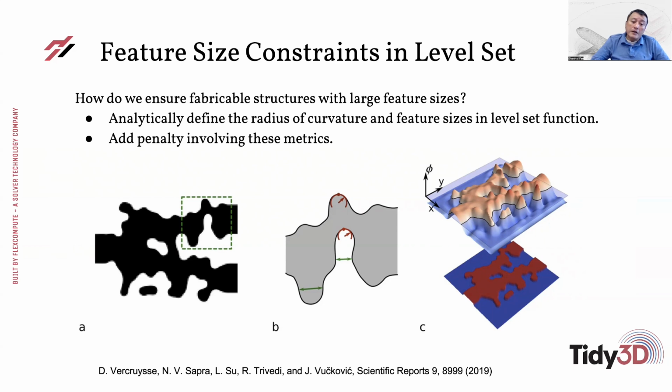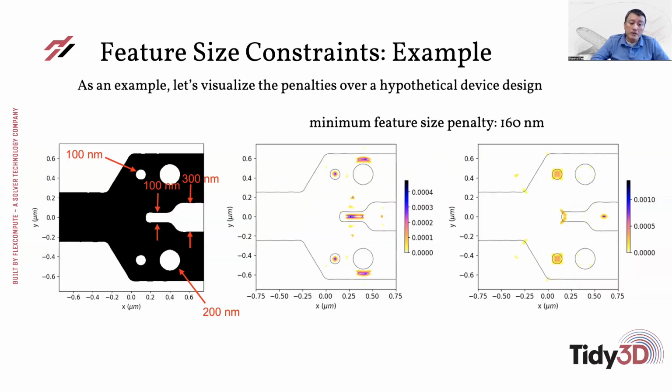And so here, what one can do is to modify the objective function to add penalty terms that involve these metrics. So let me give an example. On the left is a structure that one could generate by this level set.